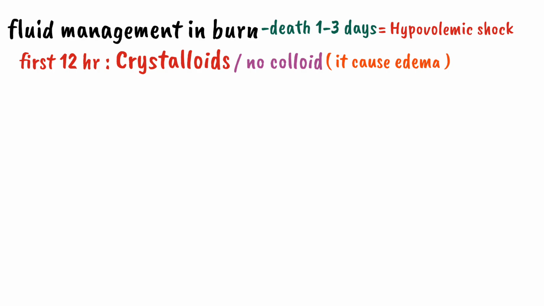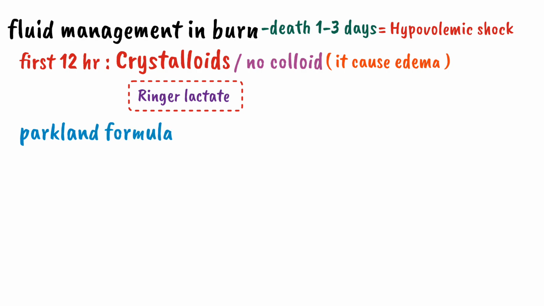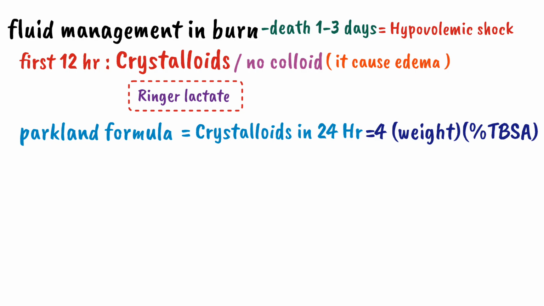So the fluid of choice in the first 24 hours is crystalloid, and among the crystalloids the fluid of choice is ringer lactate. Now a question arises: how should we give ringer lactate, meaning what should be the dose? For this we use a formula called the Parkland formula. The Parkland formula helps us calculate the crystalloid given in the first 24 hours, and it states 4 multiplied by weight multiplied by total body surface area. We calculate the weight and the total body surface area, multiply with 4, and it gives us the amount of fluid which should be given in 24 hours.